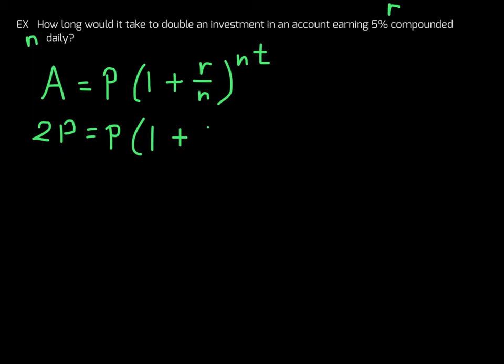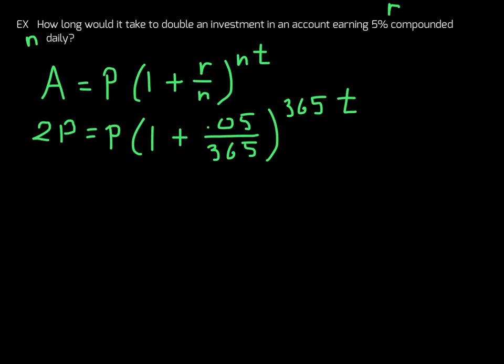R is your rate, which is 0.05. Be careful there. N is 365 because it's daily. And then this is 365 times T. T is your variable. You're trying to figure out how long it's going to take for your money to double. All right, so I hope that setup was clear. Okay, let's go ahead and solve for T.